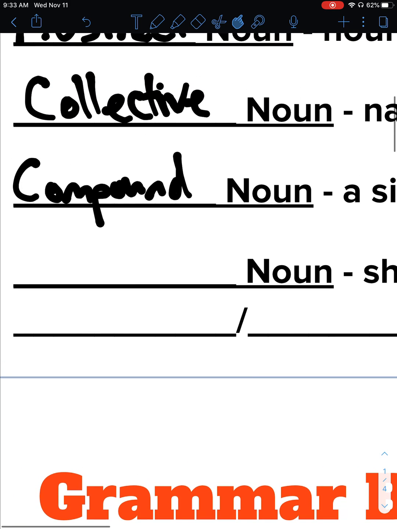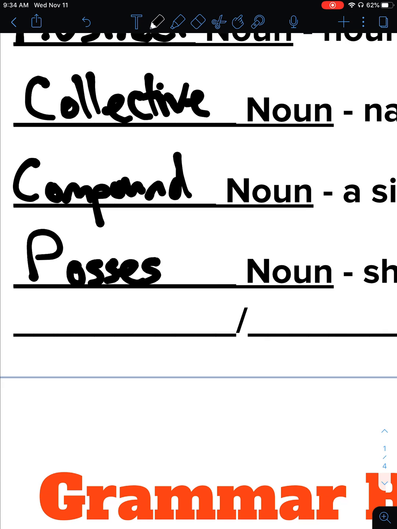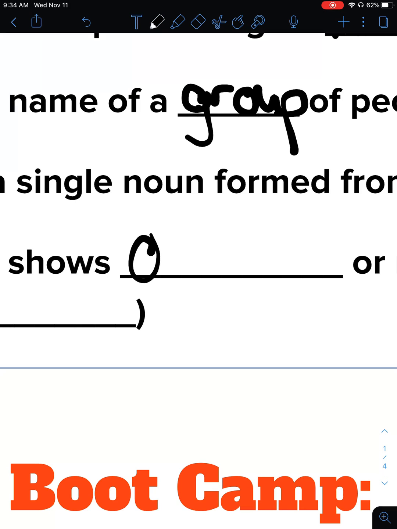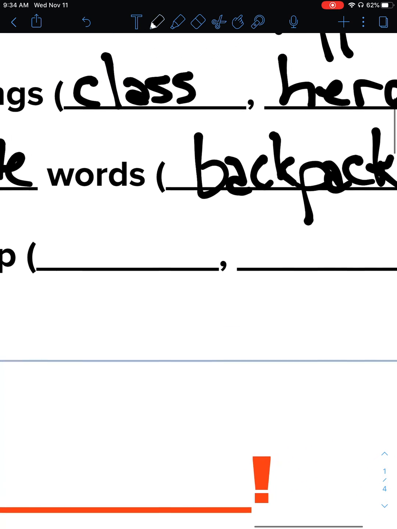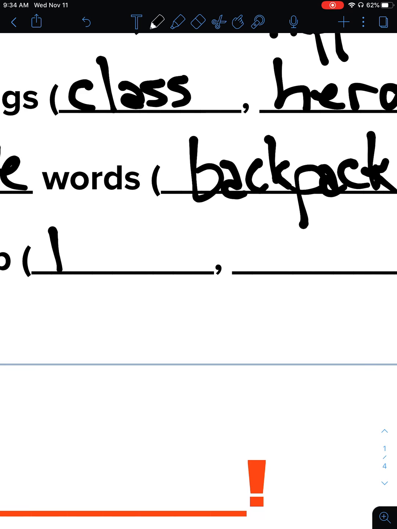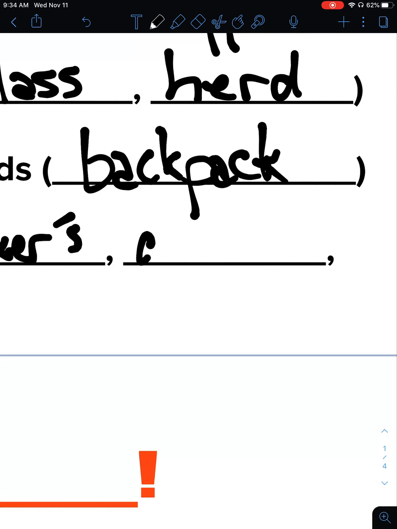And then the last one here is a possessive noun. It shows ownership. So a possessive noun shows ownership or a relationship. One example is the word hiker. If I have one hiker, it's going to be hiker apostrophe S. Another one is, if I have a plural word like dogs, it's S apostrophe.